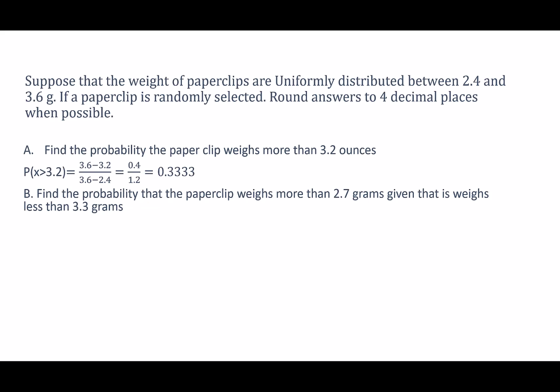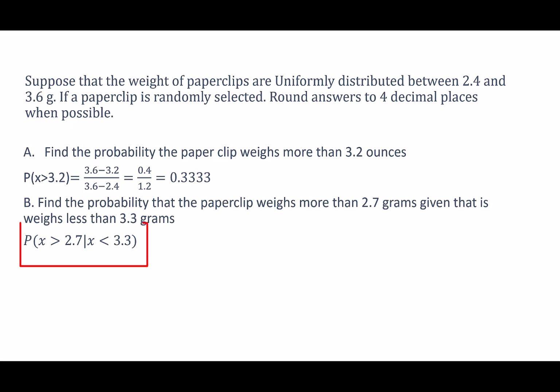Next, we want to find the probability that the paper clip weighs more than 2.7 grams, given that it weighs less than 3.3 grams. Let's start with our notation. We write the probability that x is greater than 2.7, with the vertical line to say given, x is less than 3.3. So what we're finding here is the probability that x is between 2.7 and 3.3 over the probability that x is less than 3.3.